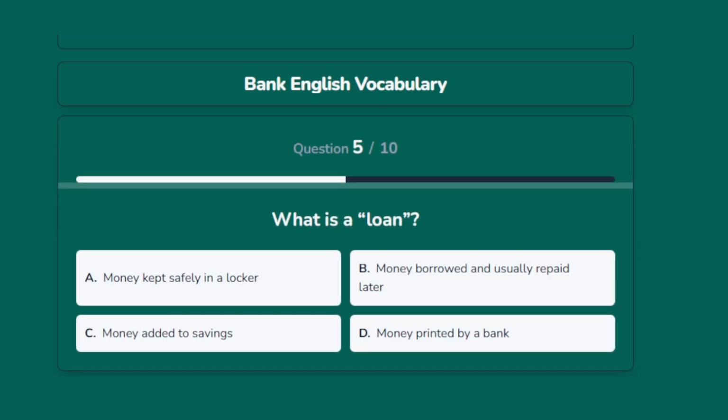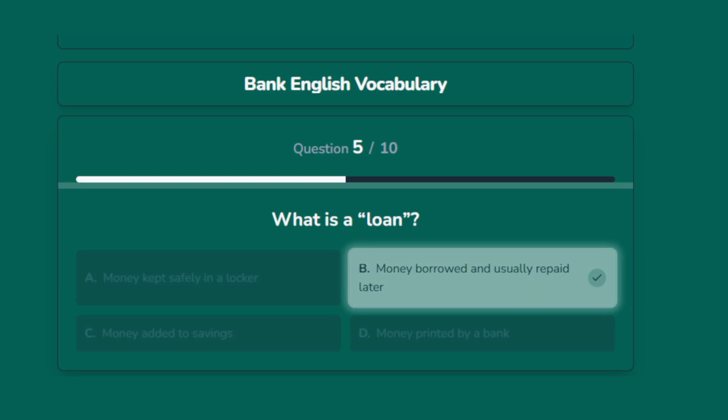What is a loan? Options are A. Money kept safely in a locker, B. Money borrowed and usually repaid later, C. Money added to savings, D. Money printed by a bank. The correct answer is money borrowed and usually repaid later.